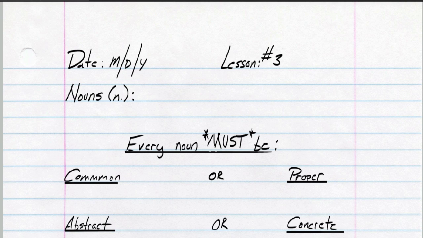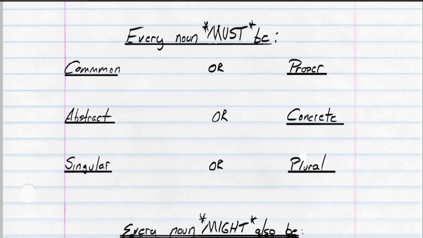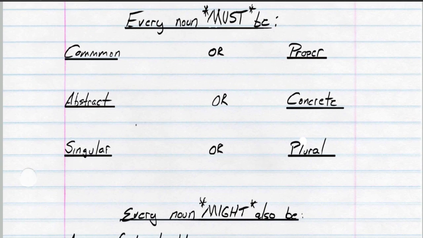You're going to put this in the middle of your page. Every noun must be. I want you to underline all of that, and I want you to put asterisks around the word must. Every noun must be. After every noun must be, you're going to skip a line. And then you're going to want to pay special attention to the formatting here so that we have space later on. You're going to put the word common out toward the left-hand margin and underline it. The word or right in the middle. And the word proper over toward the right-hand side and underline that as well.